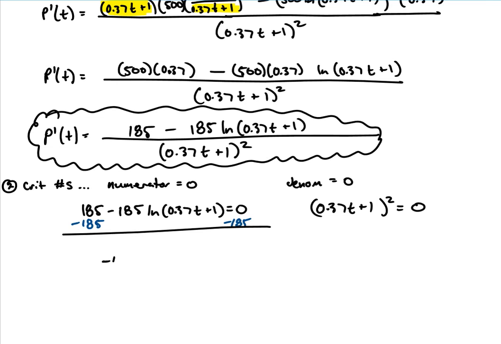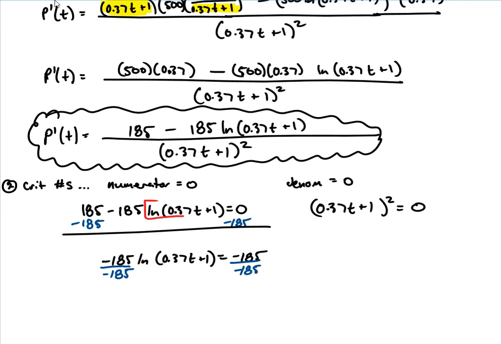So we would have negative 185 natural log of 0.37t plus 1 equals negative 185. And then now I would divide. I want the natural log by itself, so we'll divide negative 185 on over.